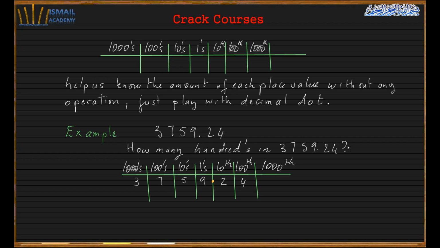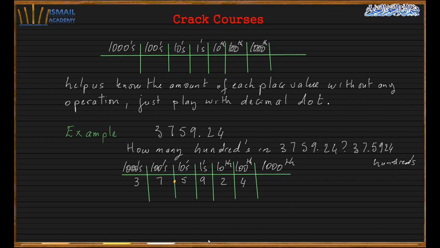Now if I want to answer this question, I don't need to do anything. No operation needed here: no addition, no subtraction, multiplication, or division. What I need to do is just play with the dot. I need how many hundreds, so I need to move the dot to the hundreds position. That's the beauty of root 10. How many hundreds do I have here? The answer is 37.59, about 37 hundreds.